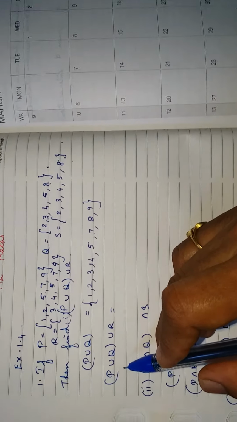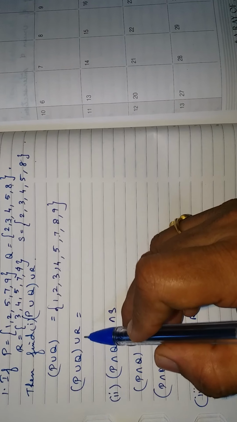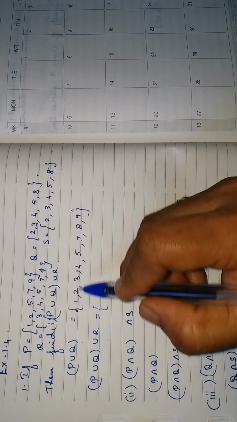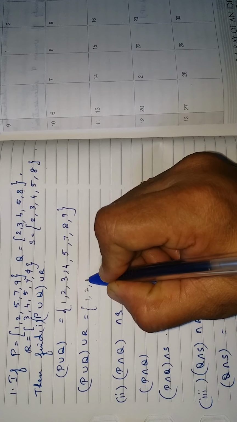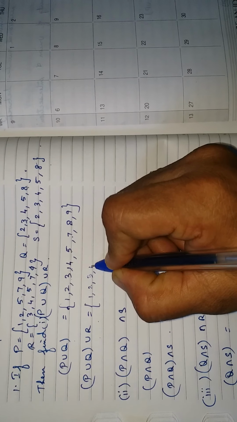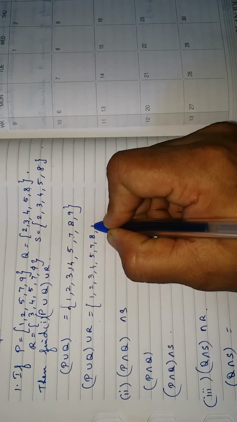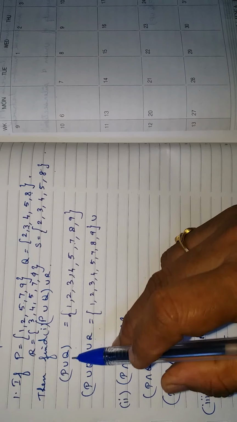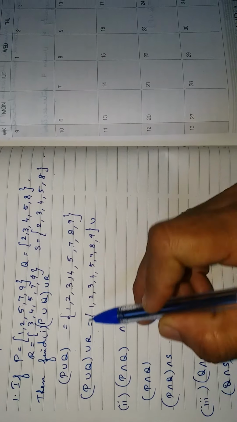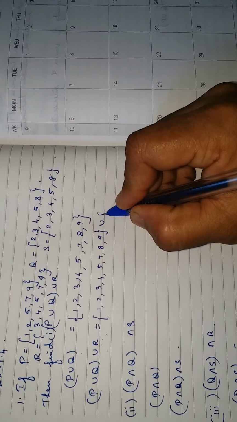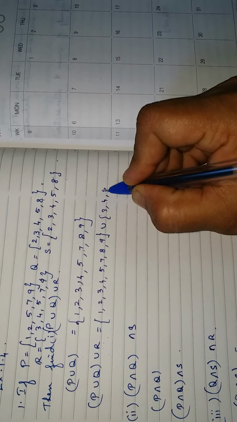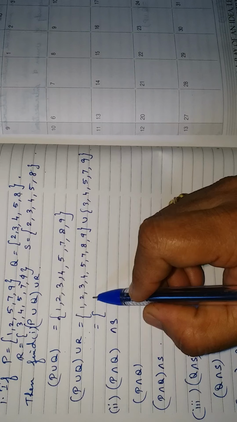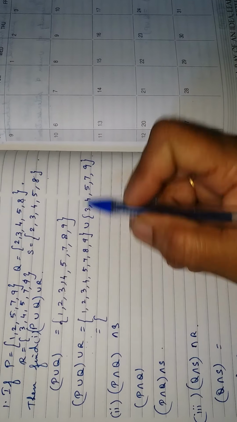Next you come to P union Q union R. It is equal to the elements you found for P union Q. So write all the elements 1, 2, 3, 4, 5, 7, 8, 9, union the R values. They have given you P union Q union R, so I have written the values for P union Q, then union R values you can write: 3, 4, 5, 7, 9. So your answer is all these elements without repetition.